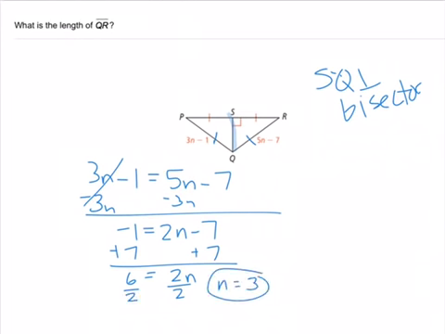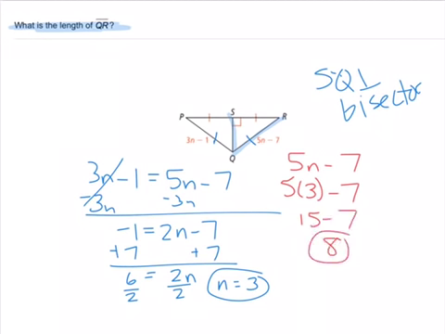That's great, but again, keeping in mind what the question is saying, the question wants the length of QR. So now that I know that n equals 3, I've got to use substitution to plug it back in. QR is 5n minus 7. We figured out n is 3. And so from there, 15 take away 7 is 8. 8 is actually the answer to the problem.